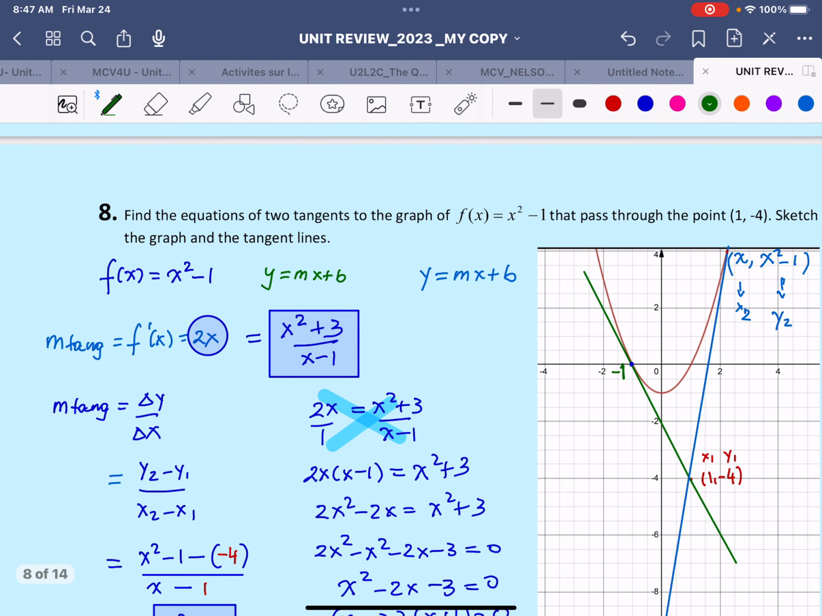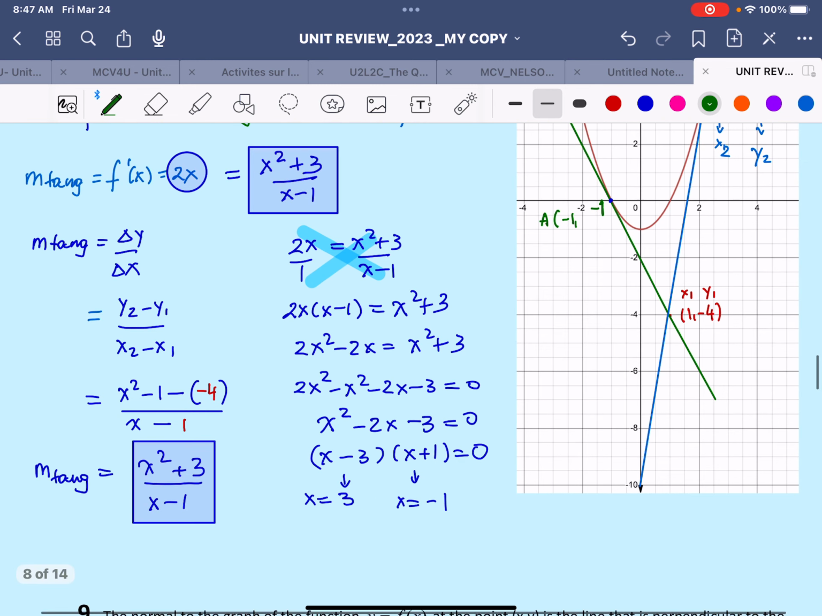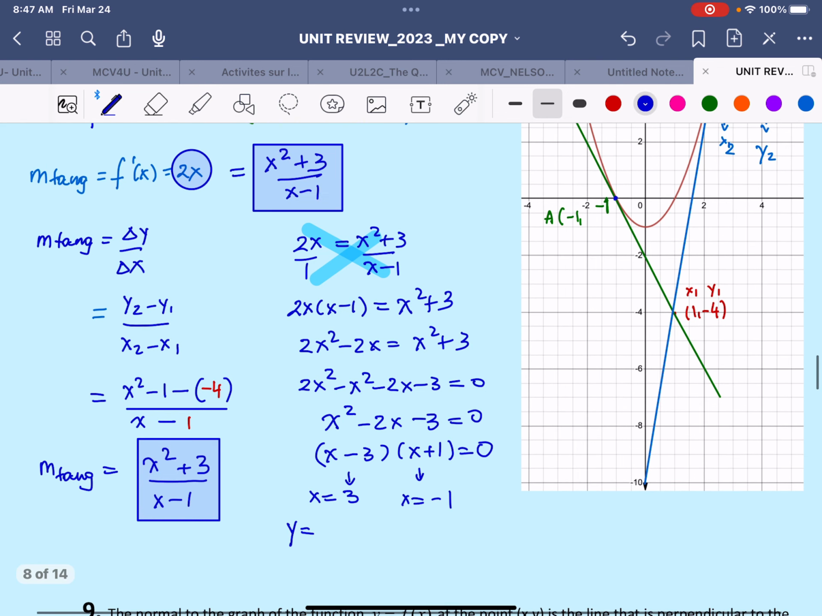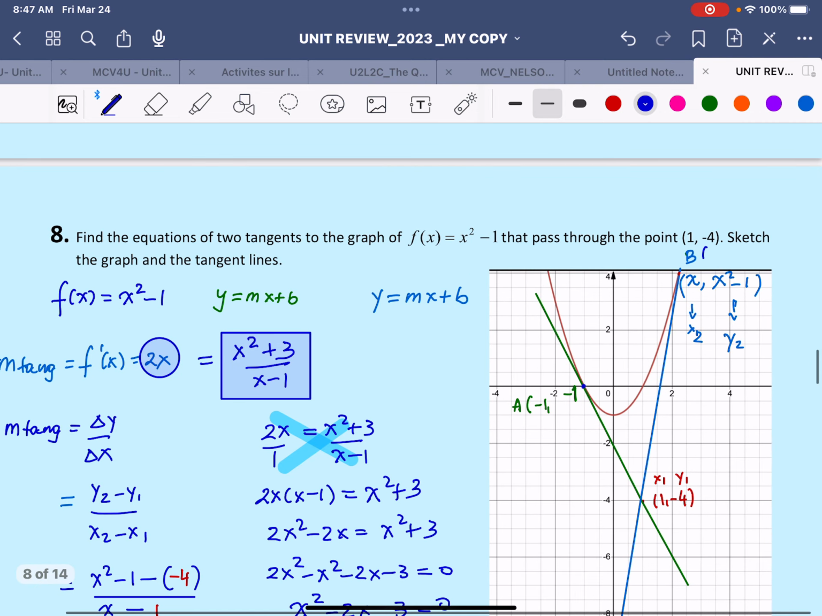So that would be about a little bit higher in here for the blue parabola. So I'm going to call this point of tangency, the green one, point A, and the coordinates of it would be negative 1. And let's find the corresponding value of y. So remember, the y value would be the value of the function at 3. And the value of the function at 3 would be 3 squared minus 1, which is 8. So that means that one point of tangency would be at x equals 3 and y equals 8.